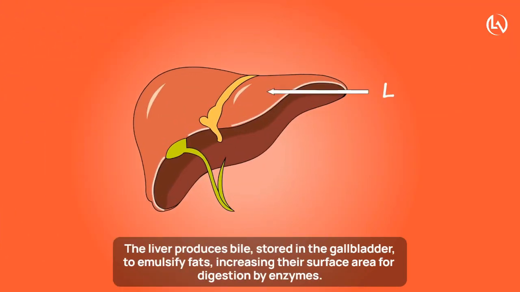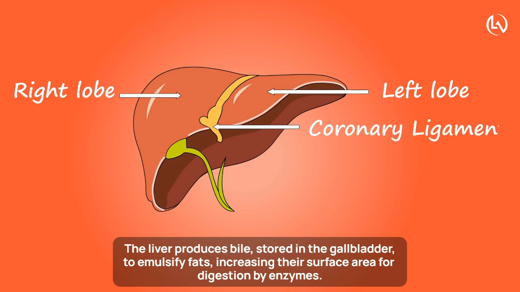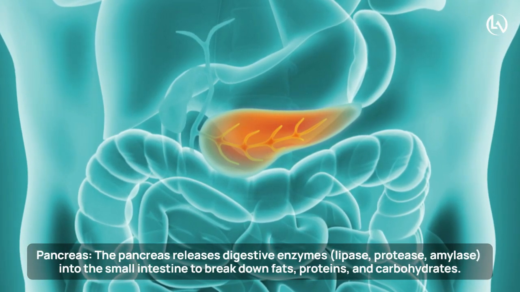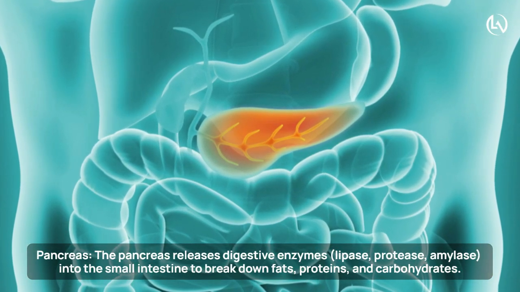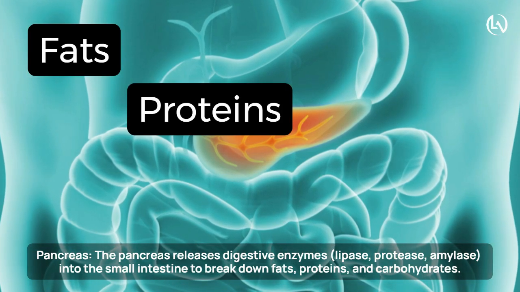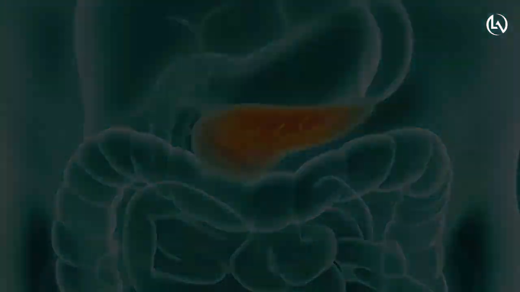Liver. The liver produces bile, stored in the gallbladder, to emulsify fats, increasing their surface area for digestion by enzymes. Pancreas. The pancreas releases digestive enzymes, lipase, protease, amylase, into the small intestine to break down fats, proteins, and carbohydrates.